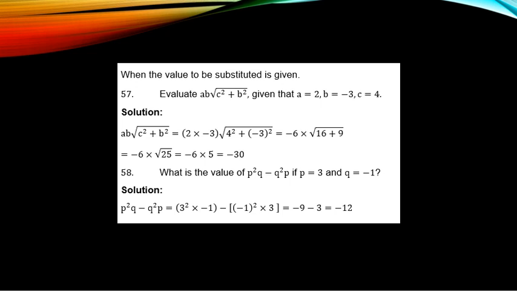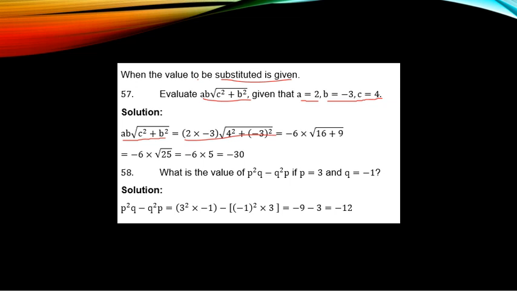Okay, example 57, and we are taking the first type, when the value to be substituted is given. Evaluate AB times the square root of C squared plus B squared, given that A is equal to 2, B equal to minus 3, and C equal to 4. You simply write the expression and replace A, B, C with their respective values.